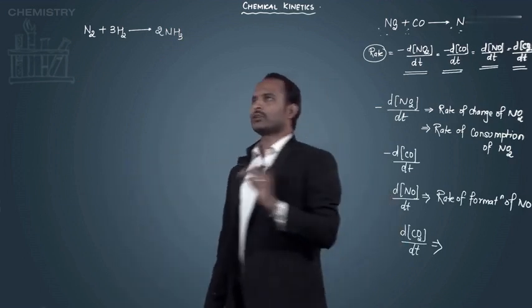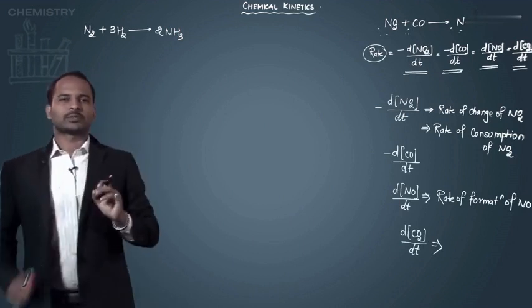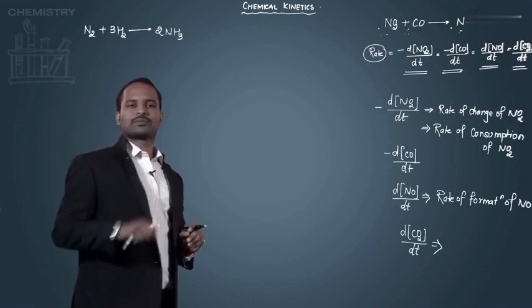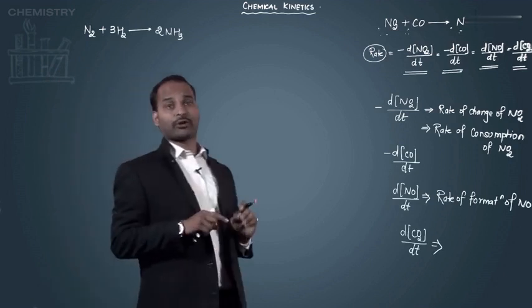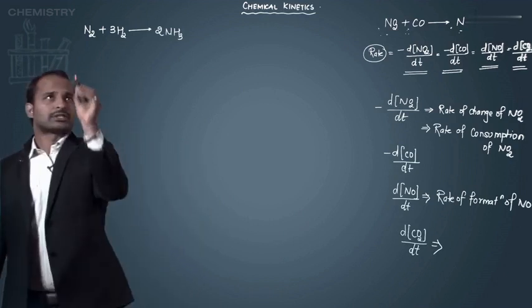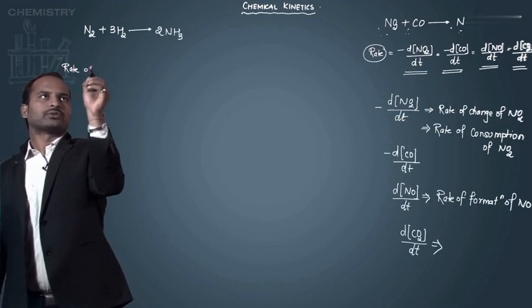So here we have to write the rate of reaction. First I wanted to know the speed of all the components, that is the rate of consumption of nitrogen, the rate of consumption of hydrogen, and the rate of formation of ammonia. Ammonia will be formed, it will not be consumed. So suppose I wanted to know the rate of consumption of nitrogen.